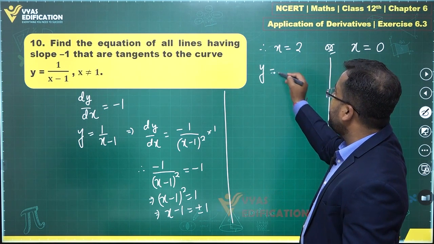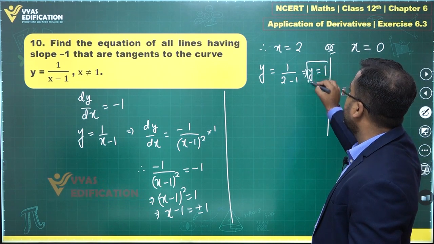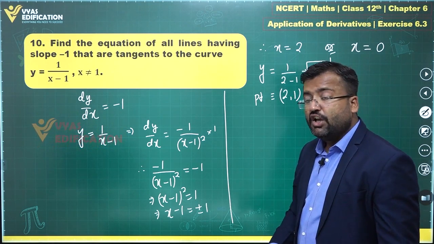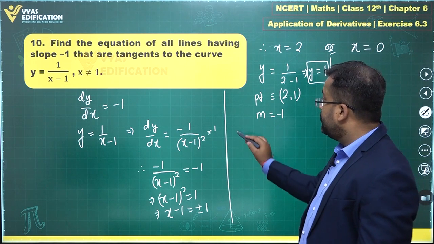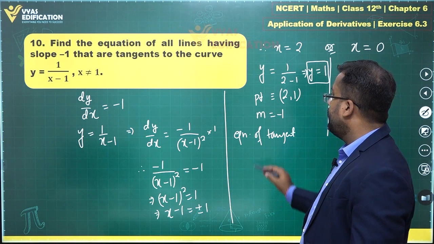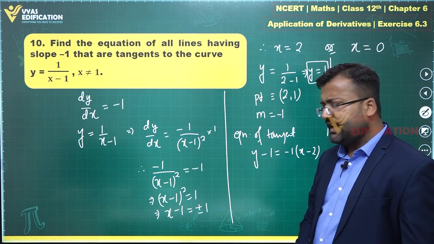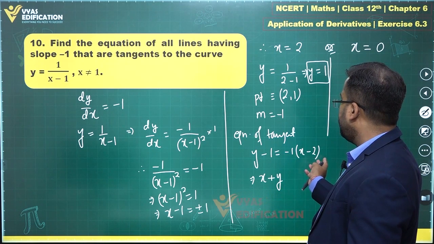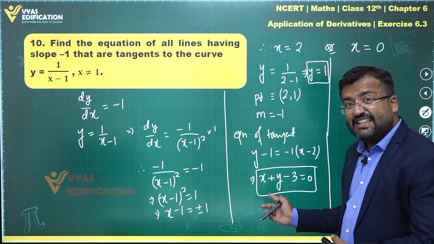For x equals 2, y equals 1 over (2 − 1), which implies y equals 1. The point is (2, 1) in that case. The slope is something that we already know, −1. So the equation of the tangent can be found easily. y − 1 is equal to −1 times (x − 2). This becomes x + y − 3 = 0. This is the equation of the tangent in this case.